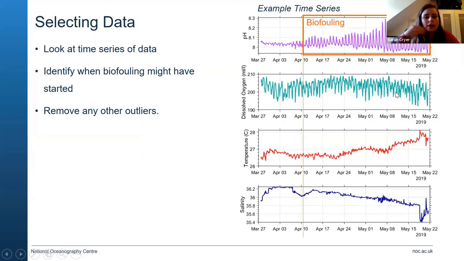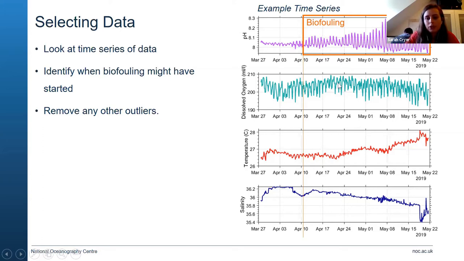So initially, I took the data and looked at the time series of data. And this is just an example from Dominica, to see if we could identify biofouling at the different sites. And as you can see, around April 10th, we start to see this increase in amplitude of pH, and it just continues to increase and increase throughout the rest of the deployment. But the biofouling is only occurring in the pH sensor.